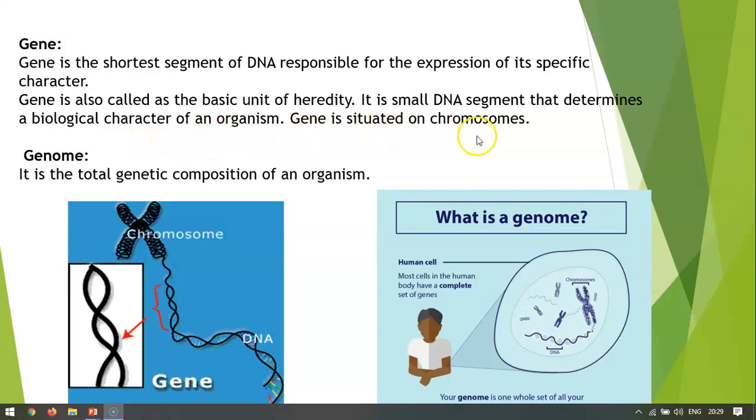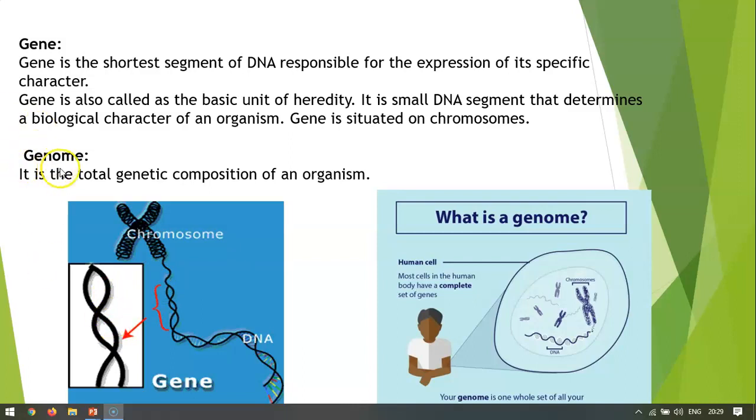Gene is situated on a chromosome. Have a look at this picture here. You have your chromosomes. If you open the chromosome up, you will get your DNA segments, and you will find a particular region which has information for a particular character. For example, your height. The red mark gene is that region of your DNA which will decide and determine the height that you are going to have. This region is called as a gene.